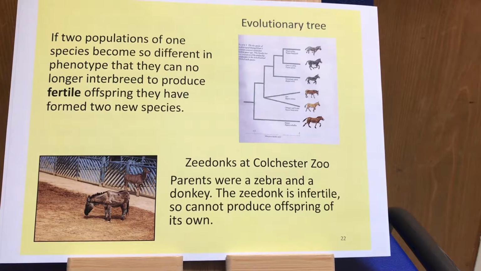Because if two organisms mate together, reproduce and produce fertile offspring, we say they're the same species. Infertile offspring, not the same species. And fertility is about, can they have offspring of their own? So the zedonk cannot have offspring of its own. Therefore, we say it's infertile.